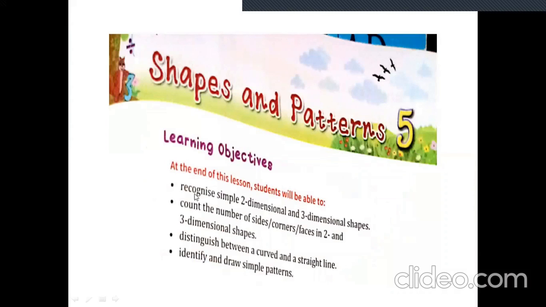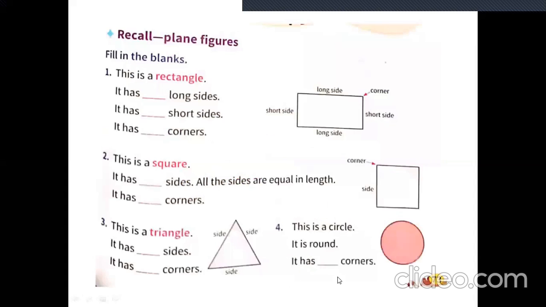In this, what all we will cover is recognize simple two-dimensional and three-dimensional shapes, that is 2D and 3D shapes, basic shapes. 2D shapes are nothing but basic shapes and 3D shapes are nothing but solid shapes. And we will see how many sides, corners and faces all the two and three dimensional shapes have. Then distinguish between a curved and a straight line. What is a curved line and what is a straight line, and identify and draw simple patterns. We will see all these topics in this chapter.